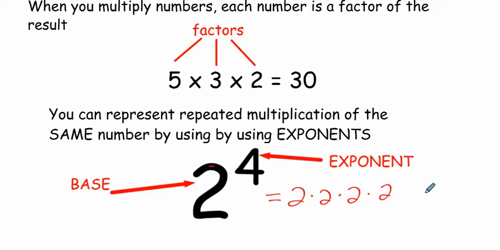If I were going to find the answer, I would multiply it out. 2 times 2 is 4, times 2 is 8, times 2 would be 16. So the answer to that would be 16. This does not mean 2 times 4. Okay, it does not mean 2 times 4. Sometimes it's easier to write it out this way so you get the exact answer.